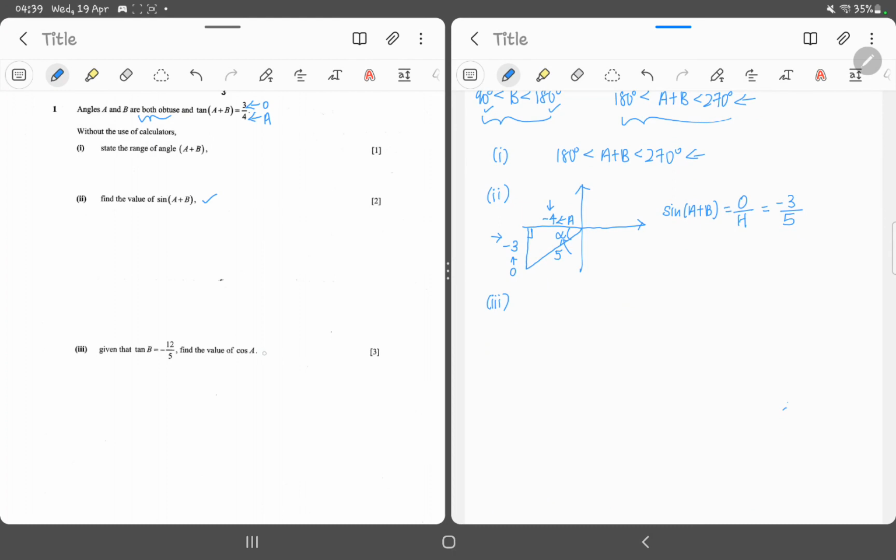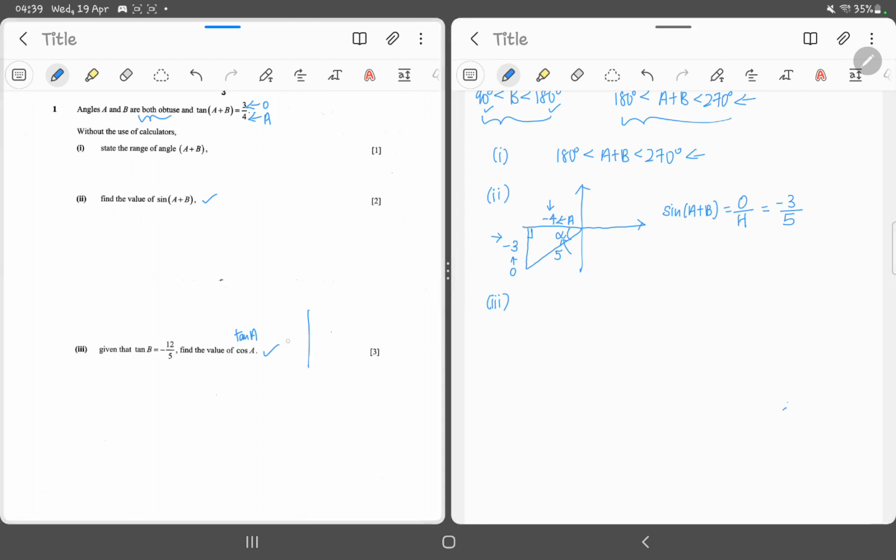Given that tangent B is equal to minus 12 over 5, find the value of cosine A. So what we are going to do over here is we are given tangent B and we are asked to find the value of cosine A. Okay, so let's walk through the thought process. If I can find what is tangent A, right?